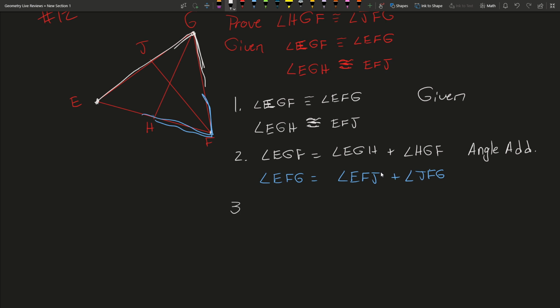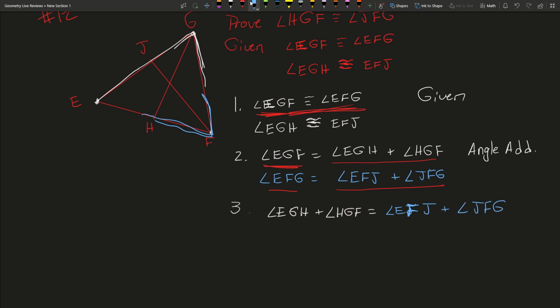Now, we have two formulas that we know are equal to one another because of this statement right here. EGF is the left-hand side, which is all of this. EFG is the right-hand side, which is all of this. So we can set them equal to one another. So we can set angle EGH plus HGF equal to EFJ plus JFG. And that's just substitution.